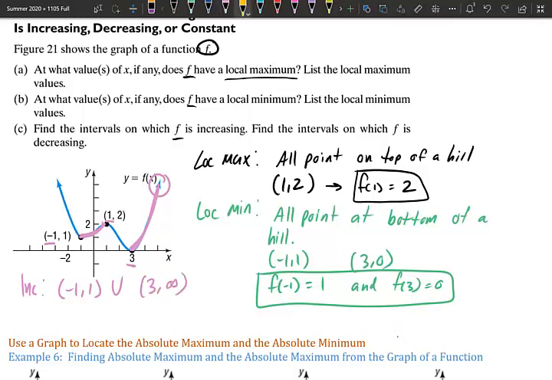We read left to right. So if we're starting on the graph here, we have to go down to get to the point. So we're decreasing from -infinity to -1, and then again from 1 to 3.